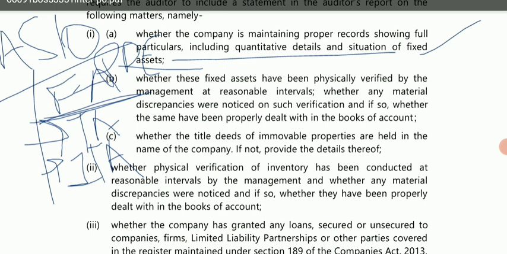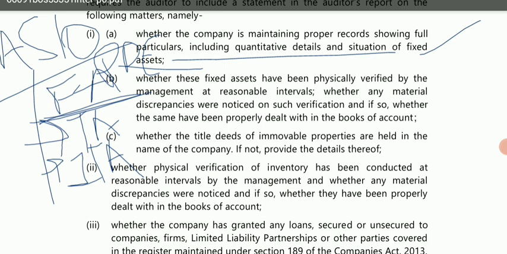Okay, if there is any discrepancy, meaning difference, and material means important. So if any discrepancy was found, whether it has been properly dealt with by the management or not. Like suppose the management thinks that this machine is very old and will not be able to produce much. In that situation, what should the management do? Management should have removed that machinery, but the management did not do so. So what will you disclose? That this was the situation, but management has not taken any action.